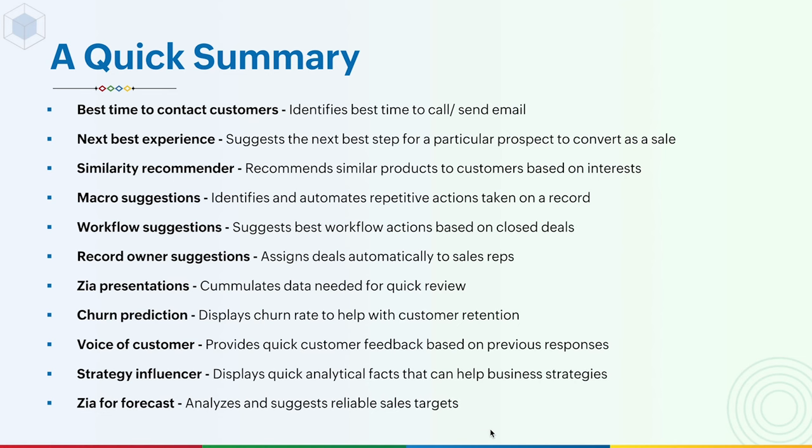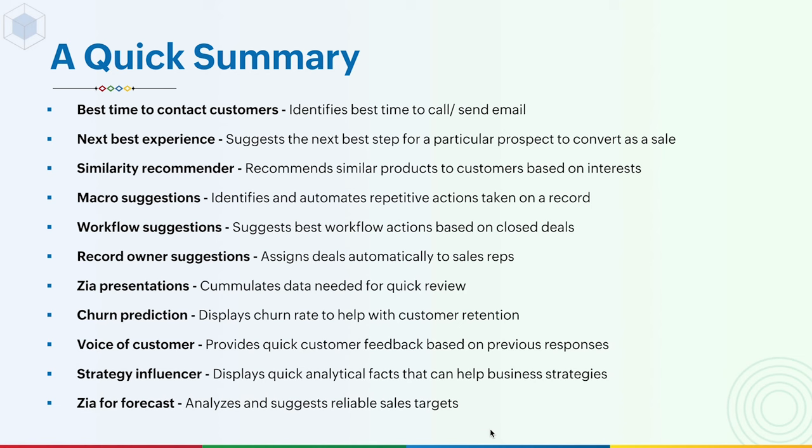Now let's take a quick look at a summary before we finish this webinar with the topics discussed. Best time to contact customers helps identify the best time to call or send an email. Next best experience suggests the next best step for a particular prospect to convert as a sale. Similarity recommender recommends similar products to customers based on interests. Macro suggestions identifies and automates repetitive actions taken on a record.